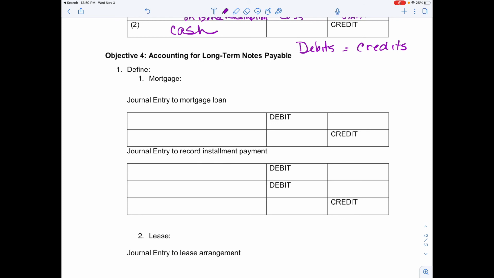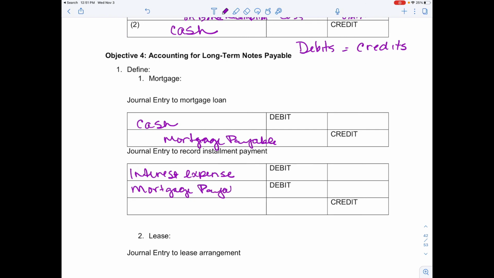And then finally, we'll talk a little bit more about some long-term notes payable, such as a mortgage. So go ahead and define what a mortgage is. Again, you're debiting your cash, crediting your mortgage payable. They're not going to give you a mortgage without charging you interest. So when we pay that installment for our mortgage every month or whatever it is, you're going to debit that interest expense, lower the amount of your mortgage liability, and then credit our cash.